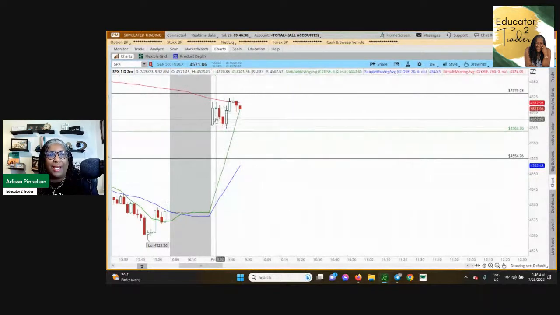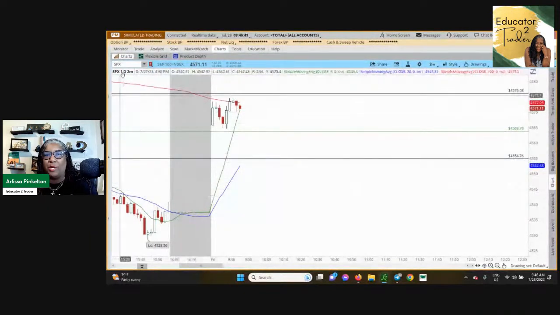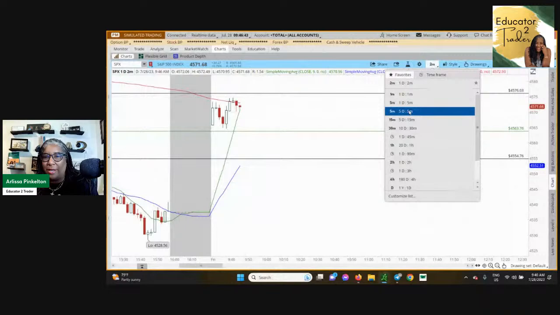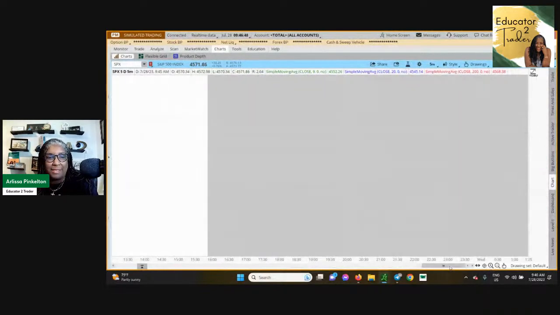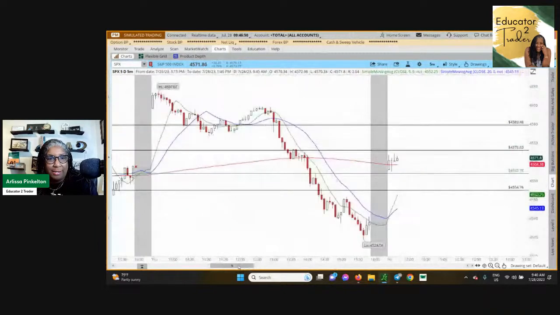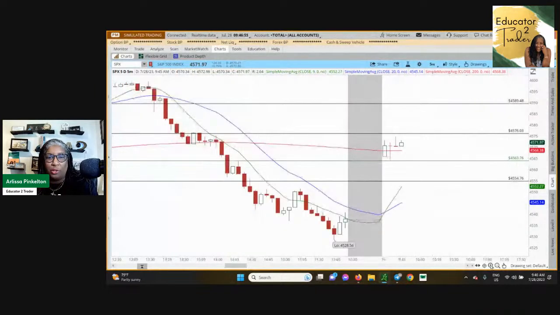Looks like we're still kind of hanging in this little zone here, starting off this morning. Let me switch over to the 5-minute chart now. We're at 9:46. We've been in the market now about 16 minutes. Let me get one more little bit bigger here.